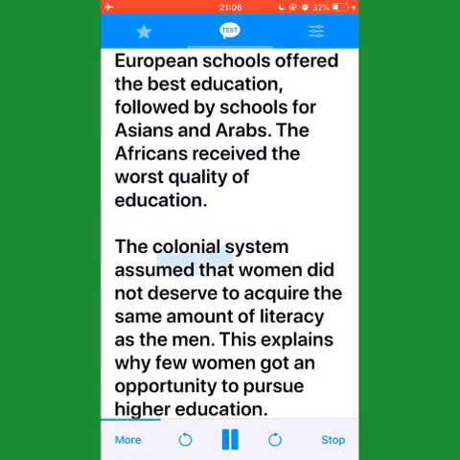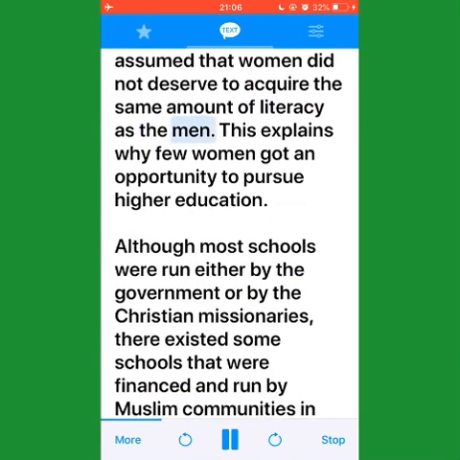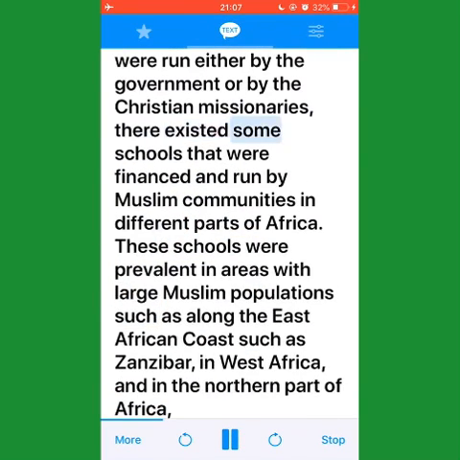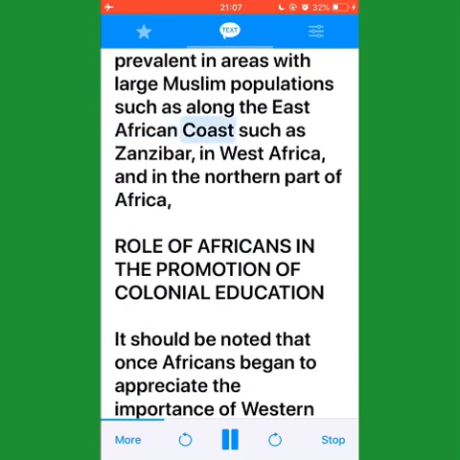The colonial system assumed that women did not deserve to acquire the same amount of literacy as the men. This explains why few women got an opportunity to pursue higher education. Although most schools were run either by the government or by the Christian missionaries, there existed some schools that were financed and run by Muslim communities in different parts of Africa. These schools were prevalent in areas with large Muslim populations, such as along the East African coast, such as Zanzibar, in West Africa, and in the northern part of Africa.